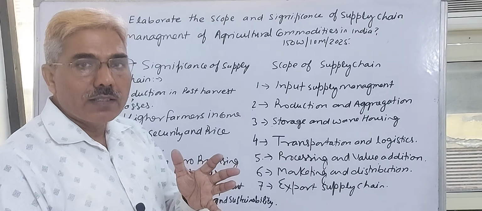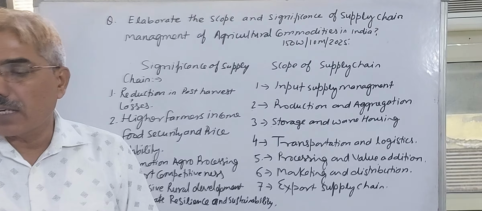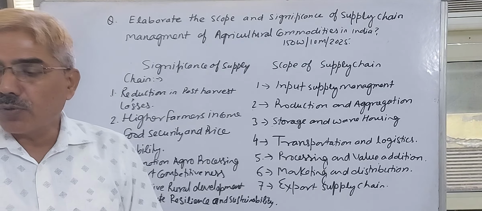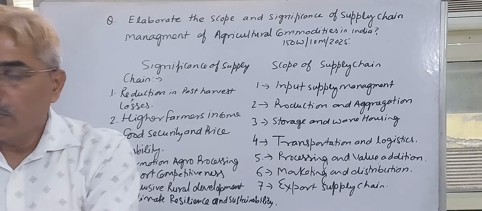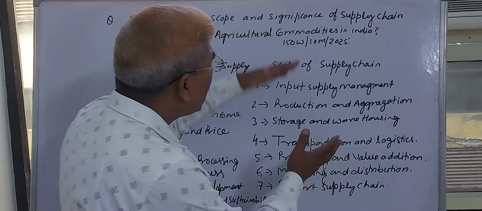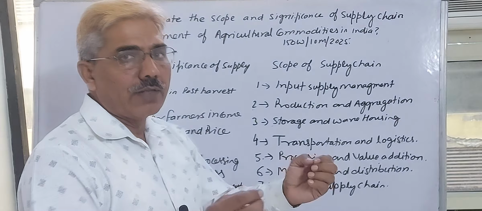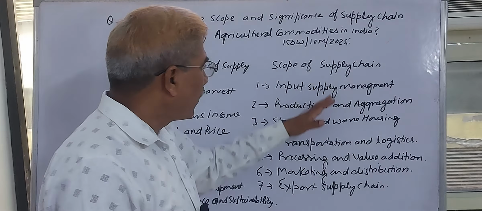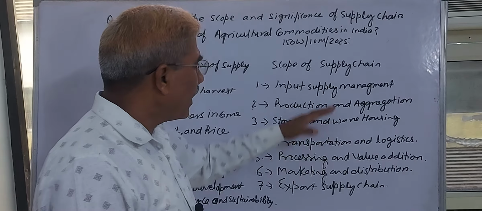Export supply chain, as you know, there is the export promotion scheme of the government of India for agriculture produce. Similarly, there are some organizations which are exclusively working for export promotion. If I quote one organization, the Agriculture and Processed Food Products Export Development Authority, that is for export promotion or supply chain. You should know these points only and elaborate the very important aspects of this point, that is the scope of supply chain.